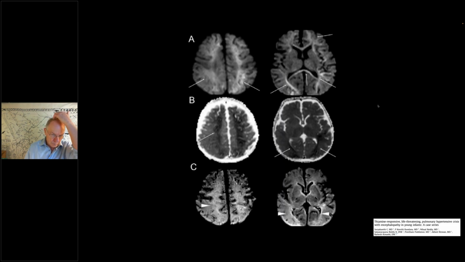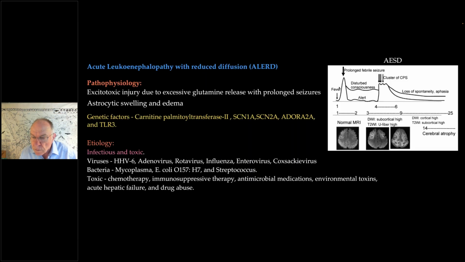Then a possibility of thiamine deficiency was raised, and this was an image or case from a paper published by us, I think last year. And you can see that the confluent areas of restricted diffusion are seen in one of the cases which was published. Another differential, which was less likely but to be considered, was acute leukoencephalopathy with reduced diffusion.